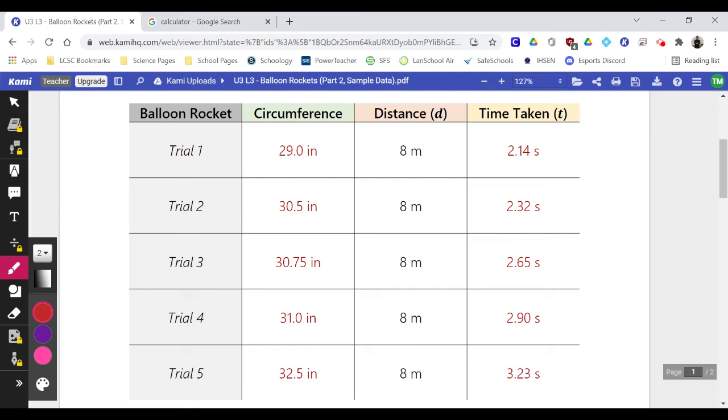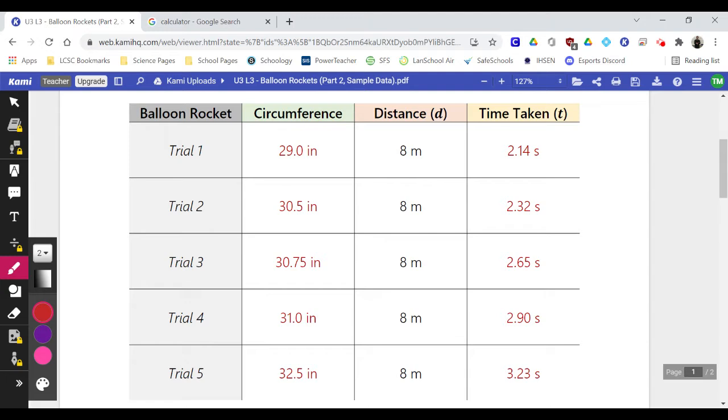Okay, we have some data for our balloon rockets, where we have the circumference of the balloon to show basically how big it is. It's not going to be involved directly in a calculation. We have the distance the balloon traveled, which should basically be 8 meters to go across from one side of the classroom to the other, as long as it pretty much made it all the way across. And the time it took in seconds to cross that 8 meters, based on how big that balloon was and how much air it was blown out.